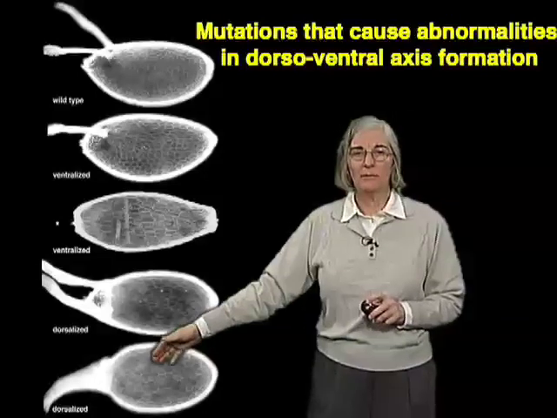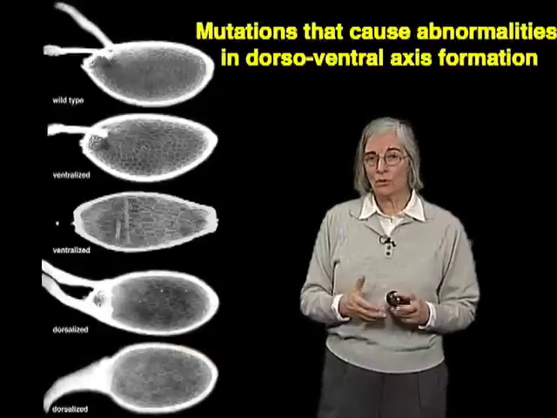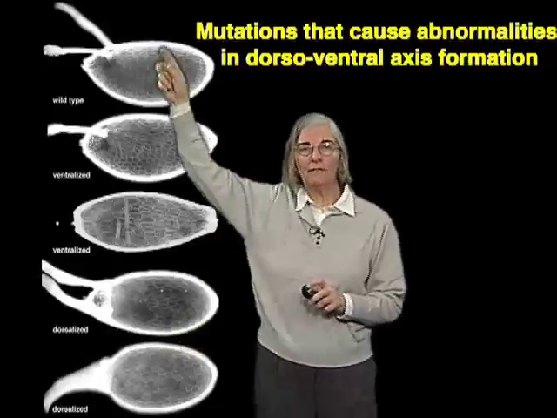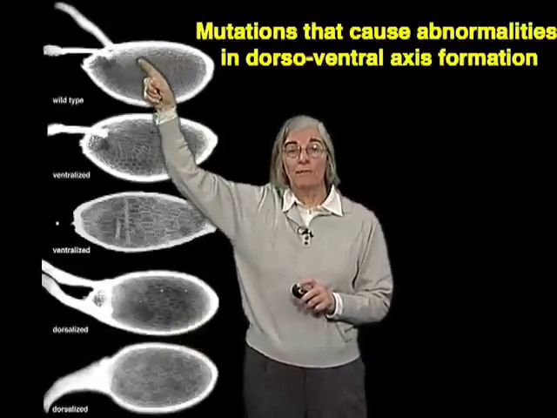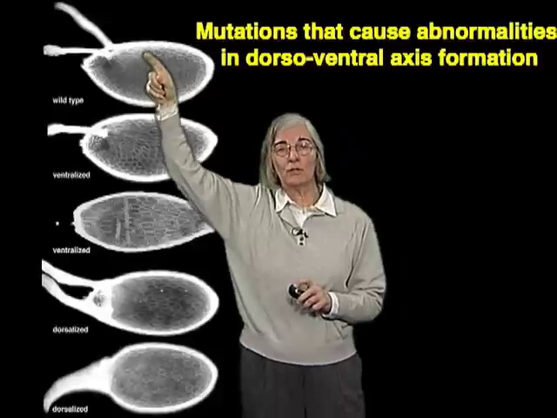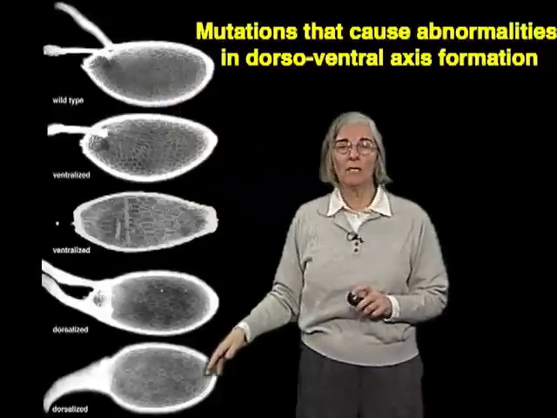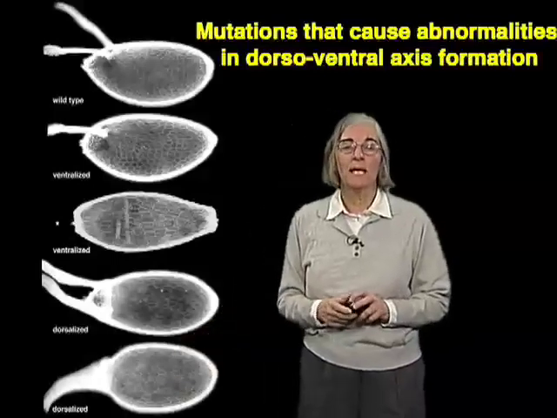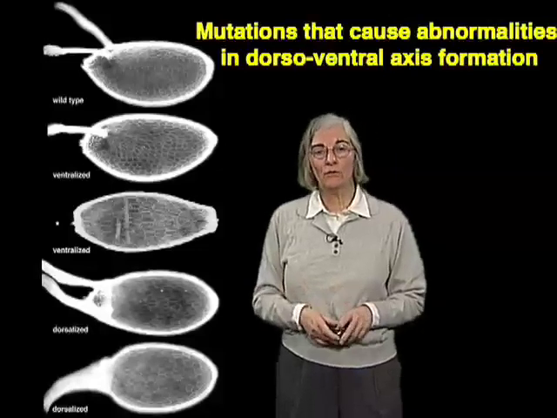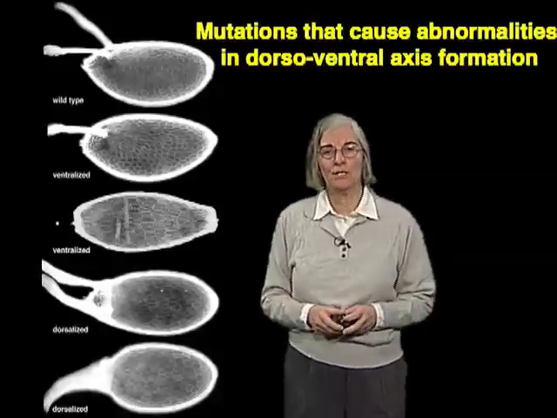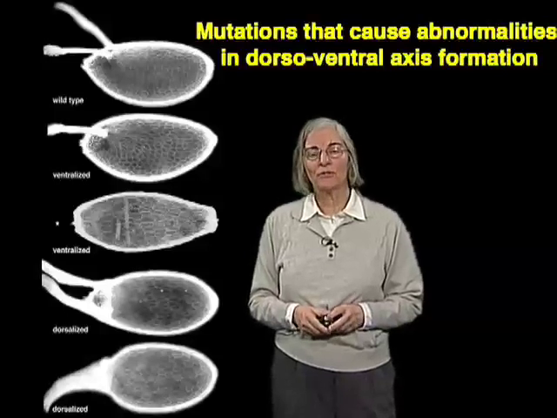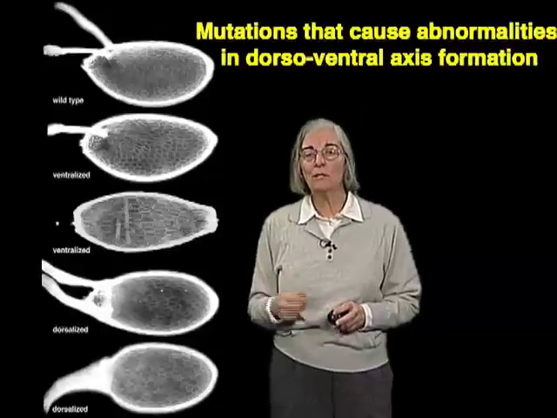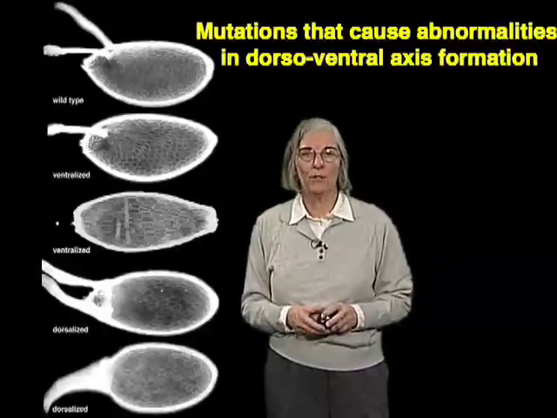Conversely, here at the bottom is an egg that is dorsalized. Here, instead of just having very defined groups of follicle cells on the dorsal side that form the dorsal appendages, follicle cells from all around the egg circumference have become dorsal and have migrated and have tried to make dorsal appendages. When these eggs are fertilized, the embryos inside are also dorsalized, and they form only dorsal skin and no mesoderm and no ventral ectoderm.